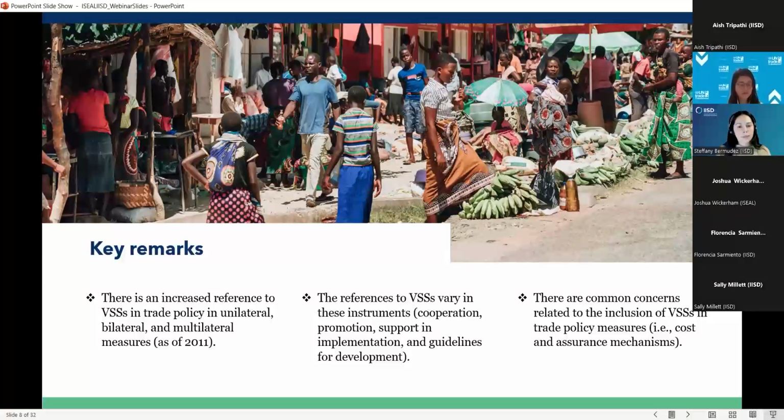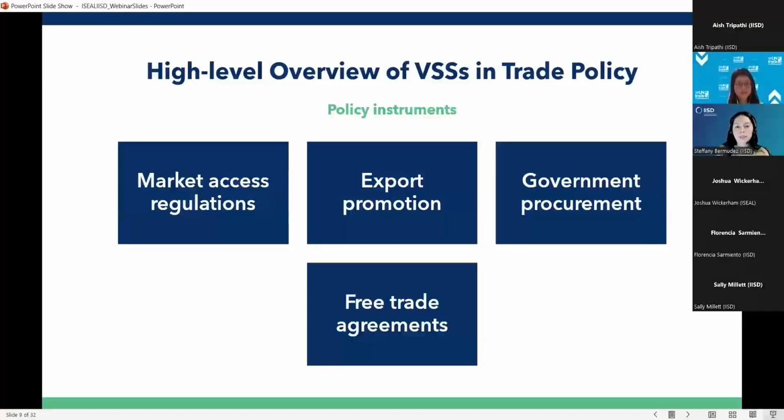So next slide, please. These are the policy instruments where we found references to voluntary sustainability standards in trade policy. I will focus on the first three: market access regulations, export promotion, and government procurement. And Florencia will focus on the free trade agreements.